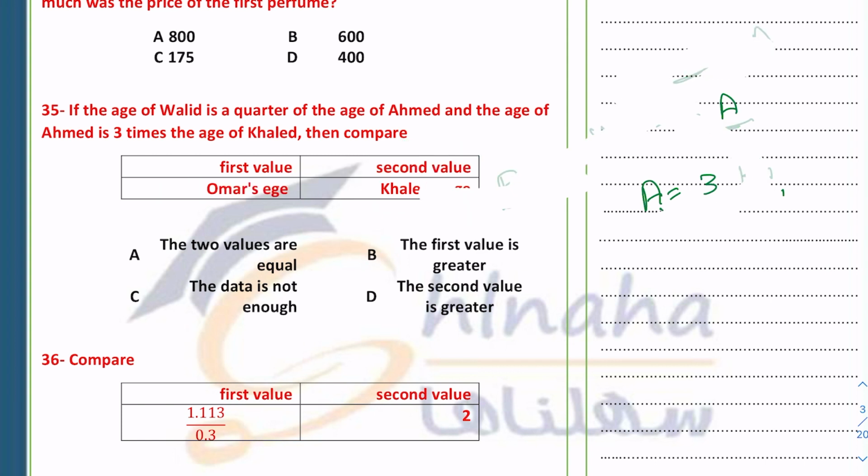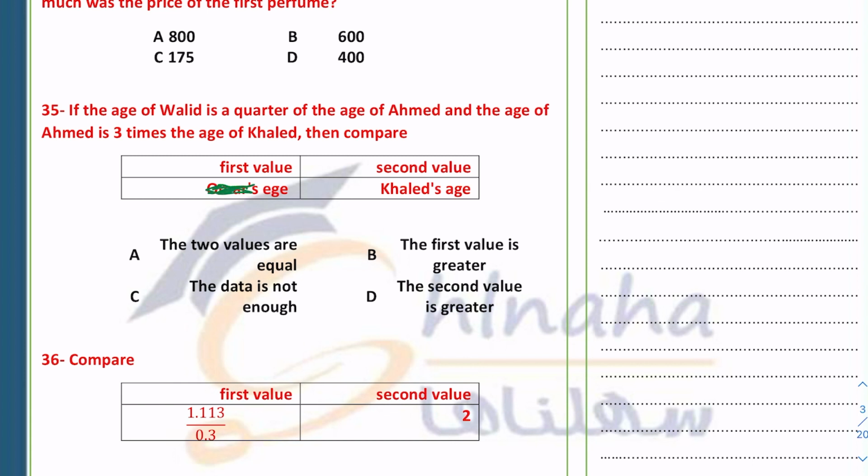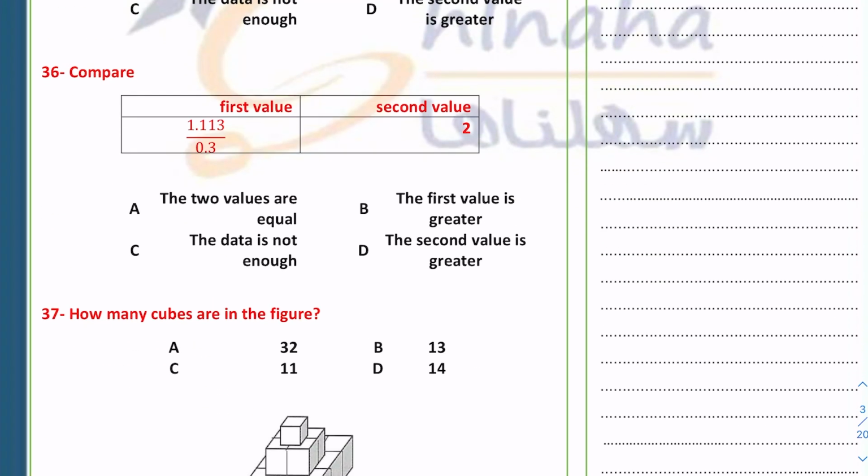Next question. Question number 36. Compare between the first fraction and 2. First of all, I have 1.113 over 0.3. Okay? We shouldn't have any decimal in the denominator. So I will multiply here by 10 and I will multiply here by 10. The denominator now is 3.